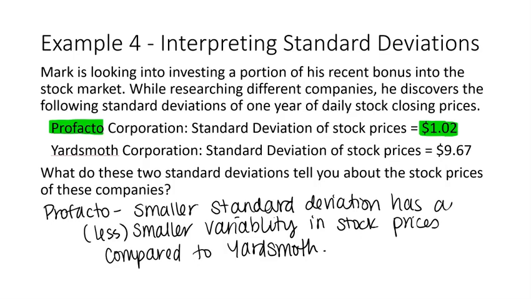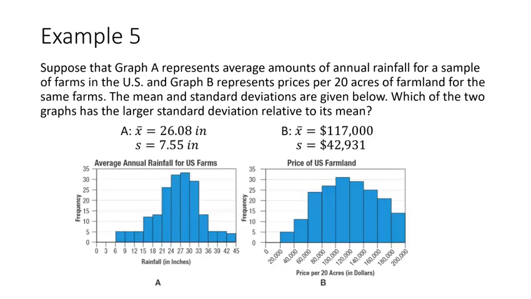What do we do though if our standard deviations or our data aren't the same label, so to speak? I'm able to compare Profacto and Yardsmith because I'm looking at just money, stock prices and money. I'm comparing apples and apples. Yardsmith varies more, has more fluctuation in prices. Profacto has less fluctuation.